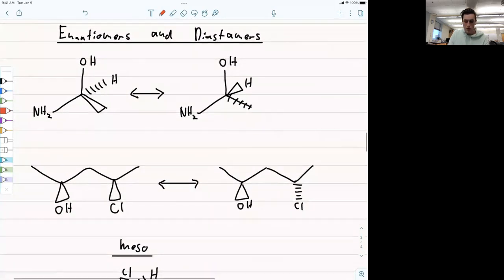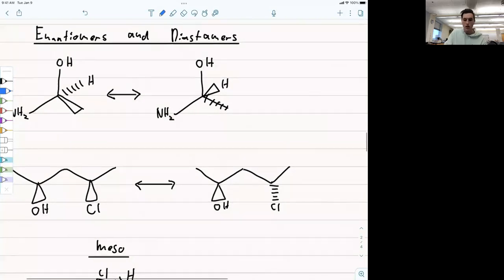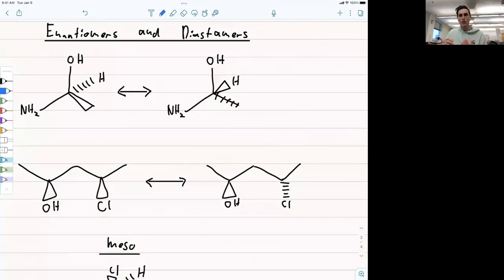So I'll keep going down to my enantiomers and diastereomers. So we know enantiomers, the definition of them is a non-superposable mirror image. So that means that when I'm looking at them, I'm going to have 2 bonds that are just flipped. So in this example, I think the easiest way to draw enantiomers of each other is to keep them exactly the same and just flip the wedges and dashes.